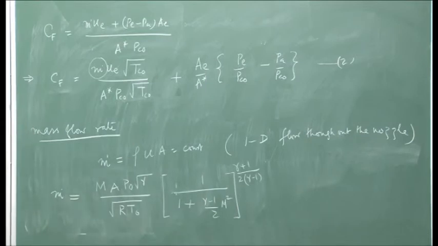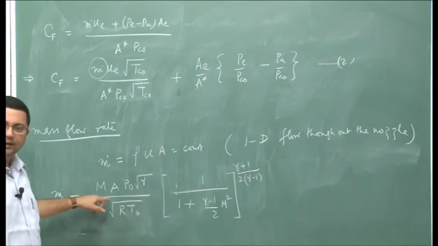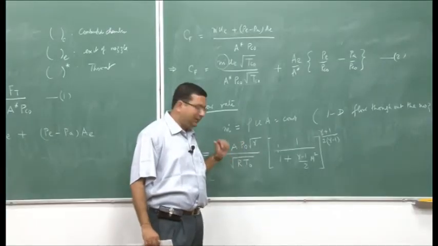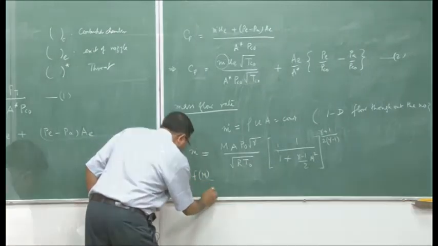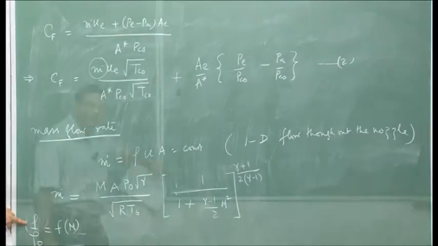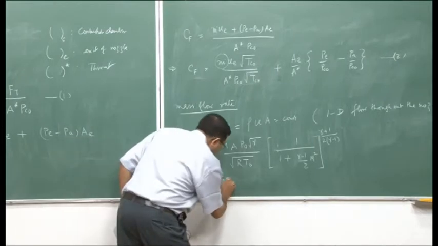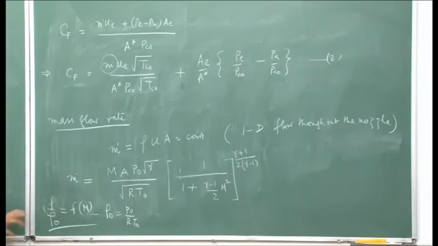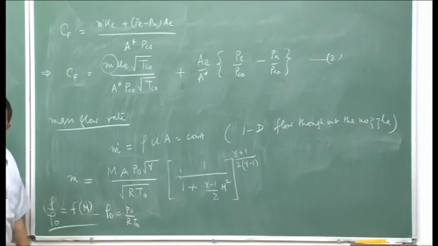M dot can be written for a compressible flow like this. Here, A remains. The density can be written in terms of Mach number, because we know that this is a function of Mach number. So, from here, we can write density as a function of Mach number and rho naught, and rho naught is equal to P naught by R T naught from the perfect gas equation of state. So, we can write density as a function of Mach number, P naught and T naught, which are appearing here. That is how we replace density.